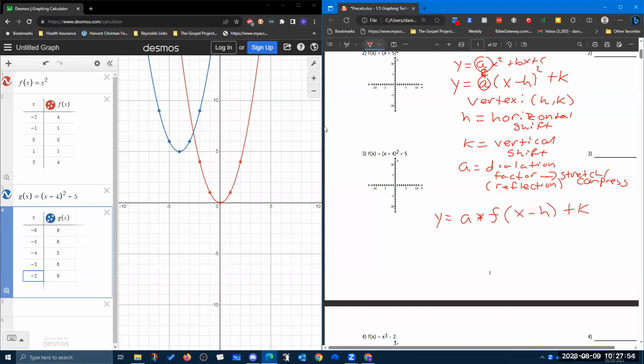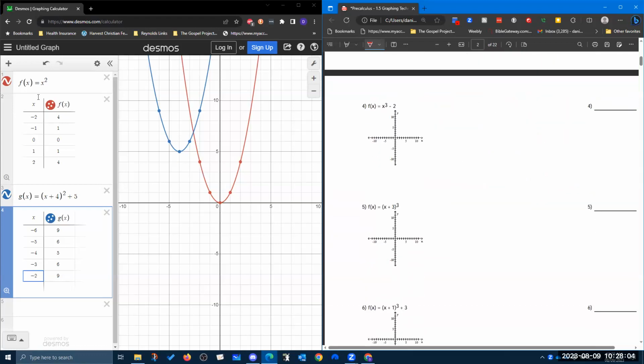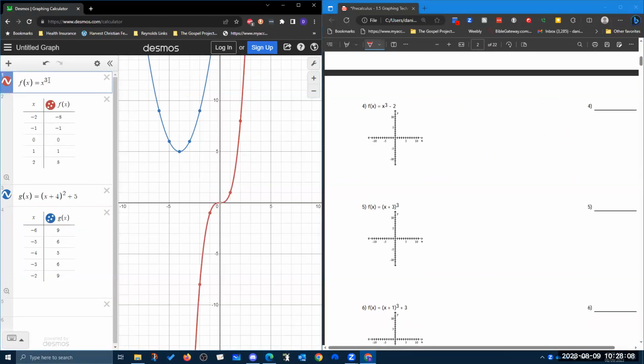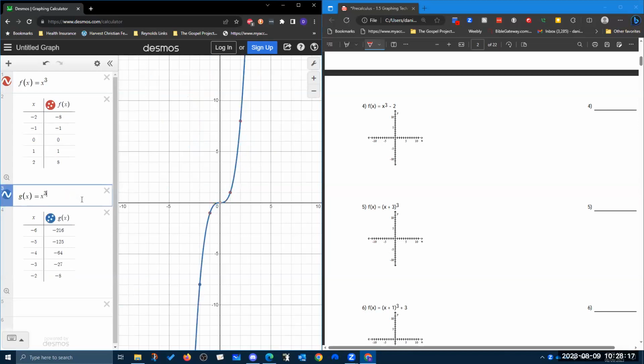So we're going to see an example here in just a second where we're not dealing with a squaring function anymore. We're dealing with a cubing function. In fact, that's our next problem. I'm going to have to change the parent graph. Let me change my parent graph up here to be y equals x cubed. And now let's make this y equals x cubed minus 2.